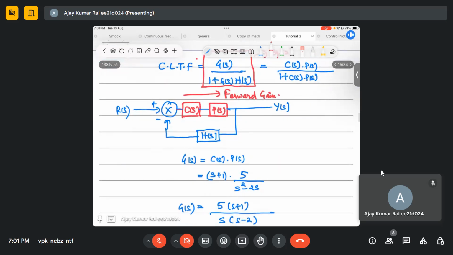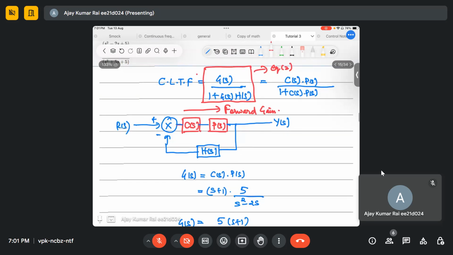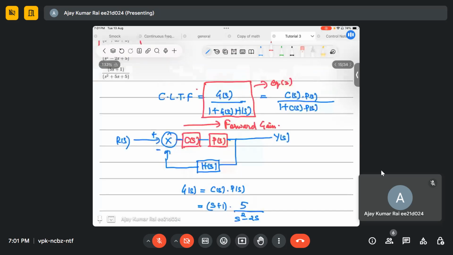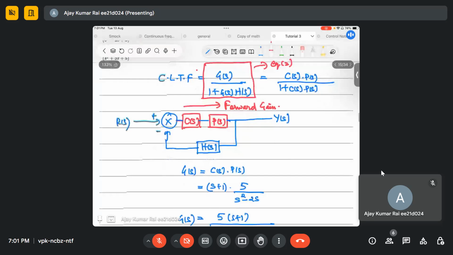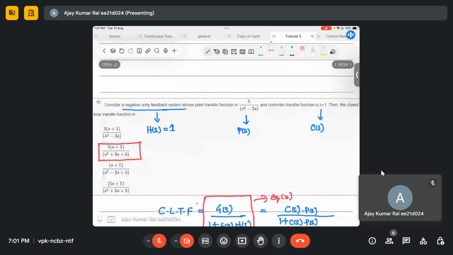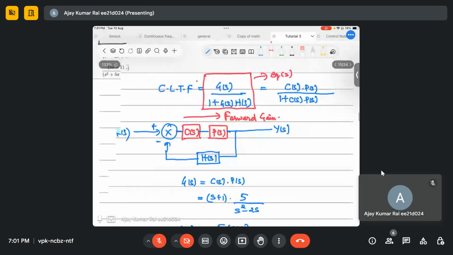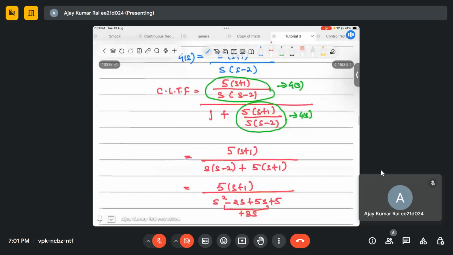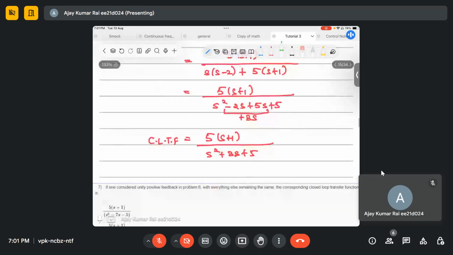So C(s) and R(s) were given, we have to find G(s), and just use equation 2, which is G(s) by 1 plus G(s) into H(s). H(s) is equal to 1, that's already given in the question because they said it's a negative unity feedback. That's why H(s) is equal to 1. So just by putting G(s) here, we get this closed loop transfer function. Any doubt in this question?